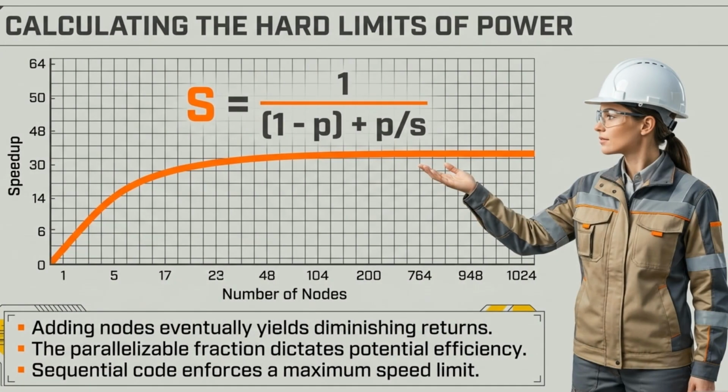We must also consider the hard limits of power. According to Amdahl's law, adding nodes eventually yields diminishing returns. The parallelizable fraction of your code enforces a maximum speed limit.